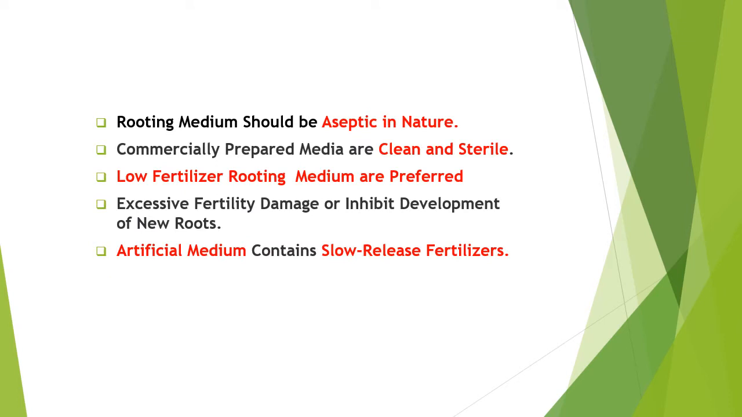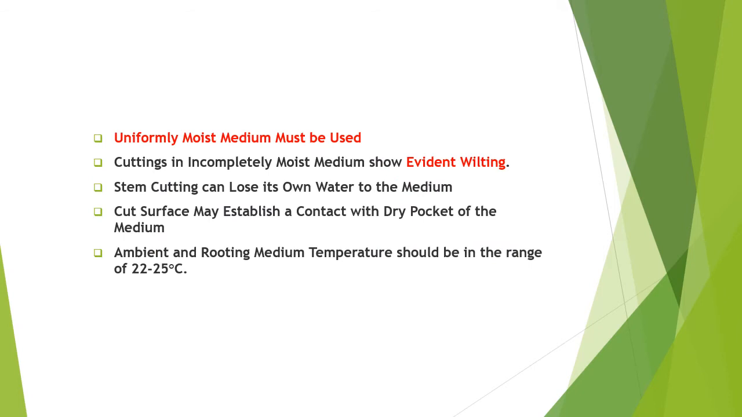Plus, the rooting medium should be aseptic in nature. Usually all commercially prepared media are clean and sterile. And they should also have low fertilizers, because excessive fertility damages or inhibits development of new roots. Artificial medium contains slow release fertilizers because they are made such that they release their fertilizers slowly, since excessive fertility will damage the development of the roots.